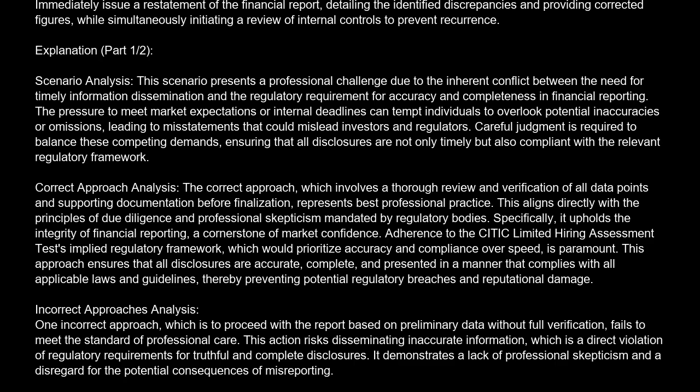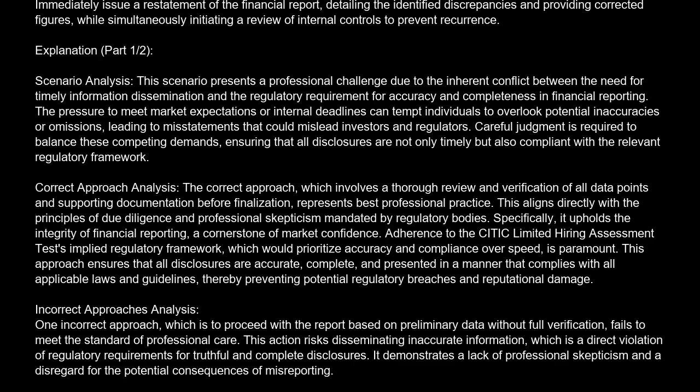Explanation. Scenario analysis. This scenario presents a professional challenge due to the inherent conflict between the need for timely information dissemination and the regulatory requirement for accuracy and completeness in financial reporting. The pressure to meet market expectations or internal deadlines can tempt individuals to overlook potential inaccuracies or omissions, leading to misstatements that could mislead investors and regulators. Careful judgment is required to balance these competing demands, ensuring that all disclosures are not only timely, but also compliant with the relevant regulatory framework.